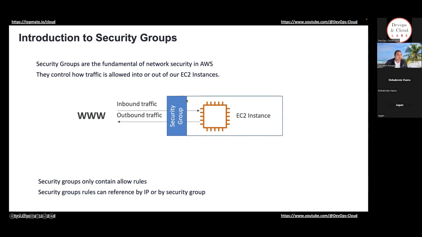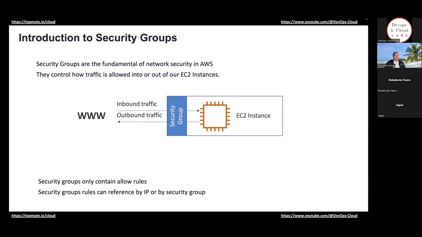The security group will define what sort of traffic is incoming and what sort of traffic is outgoing to that instance. You can have multiple instances within a security group, and you can have multiple security groups attached to an instance. So both ways. The security group only contains allow rules, so they don't deny the traffic. By default, everything is denied.